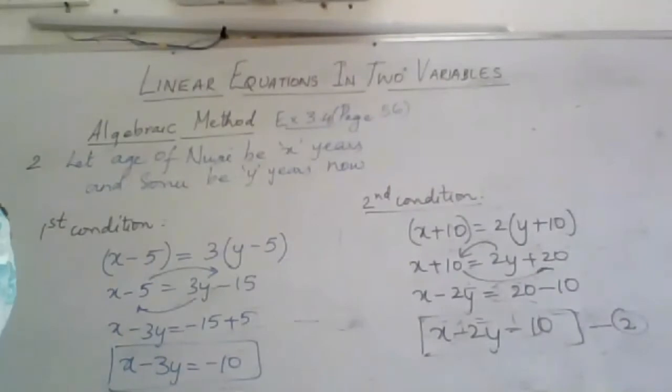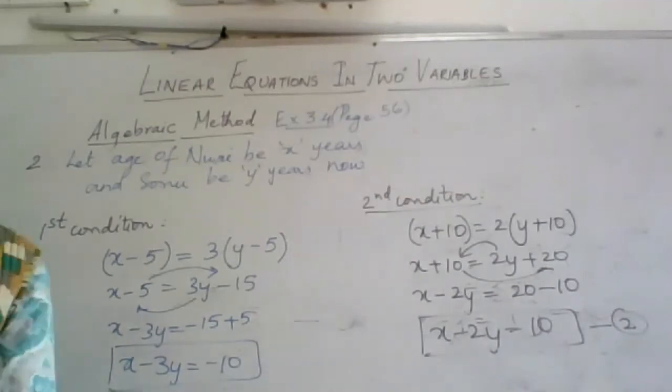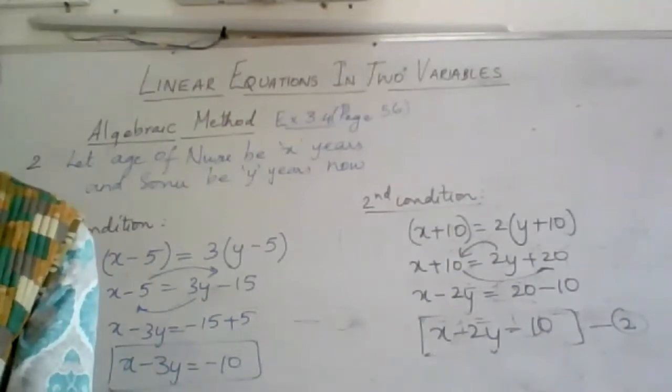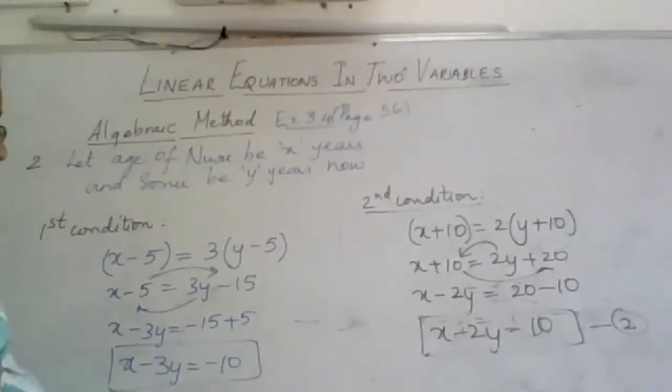Alright, so the two equations are ready now. You should be able to solve them using the elimination method. X minus 3Y equals negative 10 and X minus 2Y equals 10. So you should be able to solve the two equations. Going on to the next one.